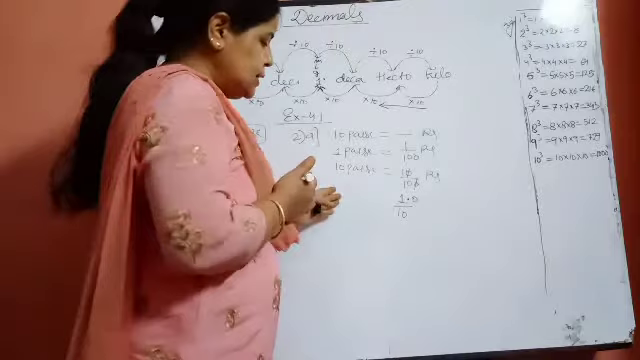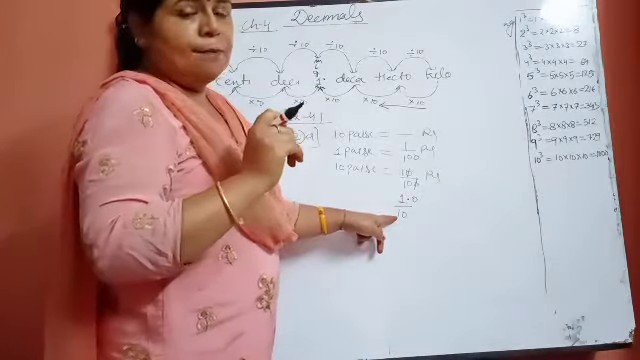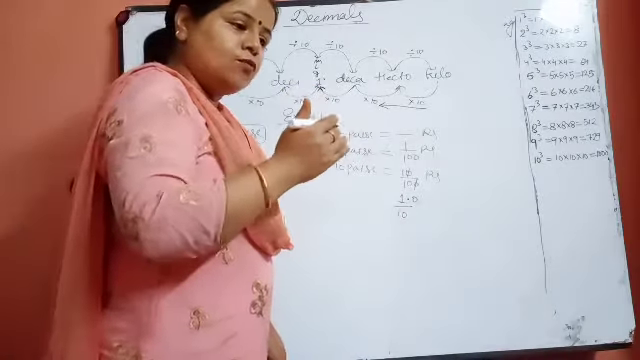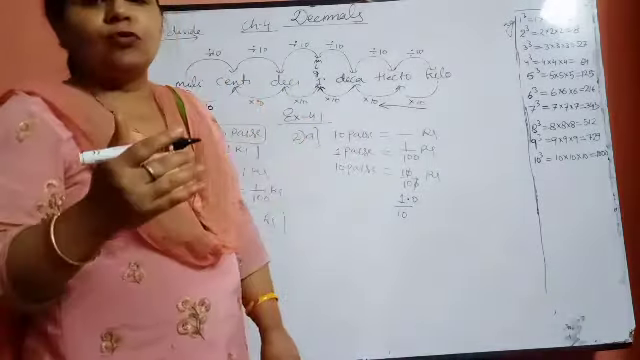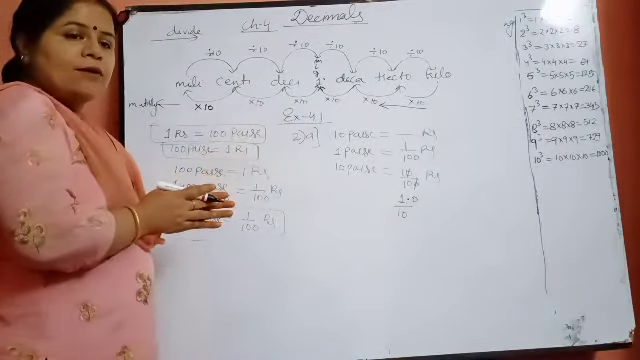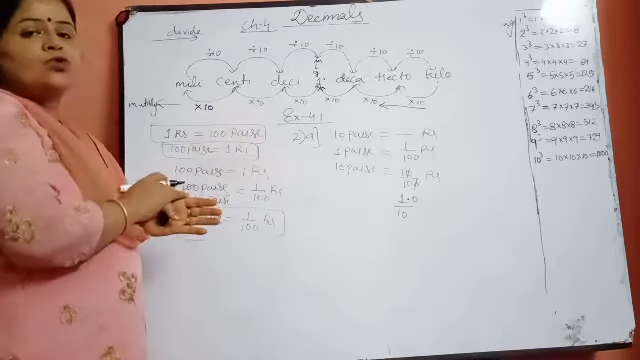Left side means in this side. And how many places? It depends on the number of zeros. If 1 zero is there, it will be shifted one place to the left. If 2 zeros are there, it will be shifted two places to the left. If 3 zeros are there, it will be shifted 3 places to the left.